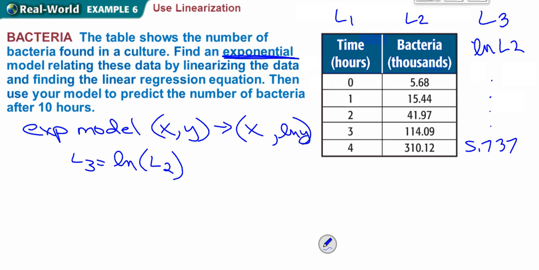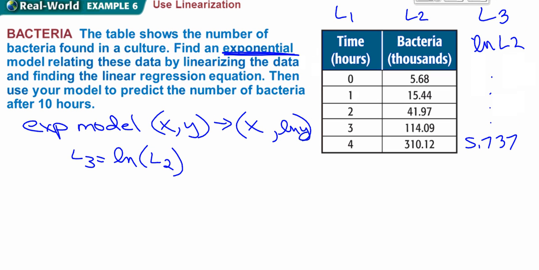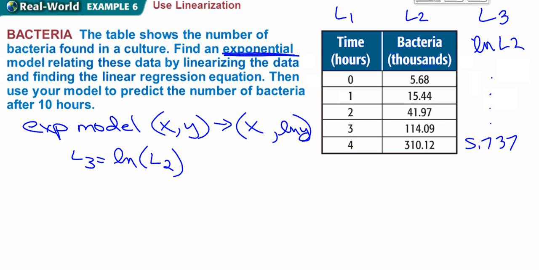Colin, do you have list one and list two in there? For that one right there. Okay, so you're on track with your calculator. Perfect. Go to the top of list three and make it the ln of list two.